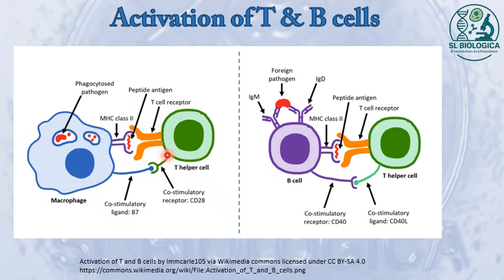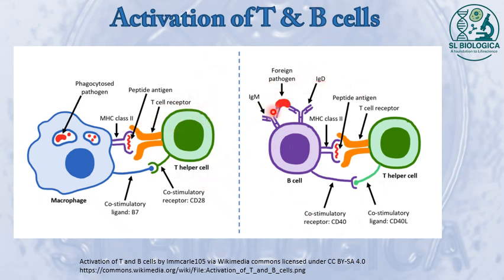So that is the first signal happening, and together with that the B7 receptor of the antigen presenting cell is interacting with the CD28 receptor of the T helper cell. So this acts as the co-stimulatory signal, and this is essential for the T helper cell activation.